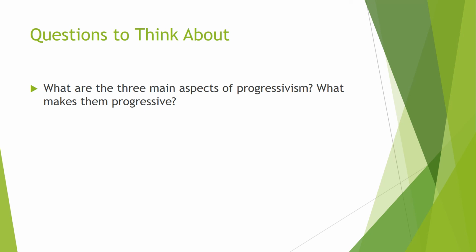So coming back to our questions to think about, what were the three main aspects of progressivism? Democracy, business regulation, and social justice. And what made them progressive? With democracy, you're putting the power of the government back into the hands of the people.